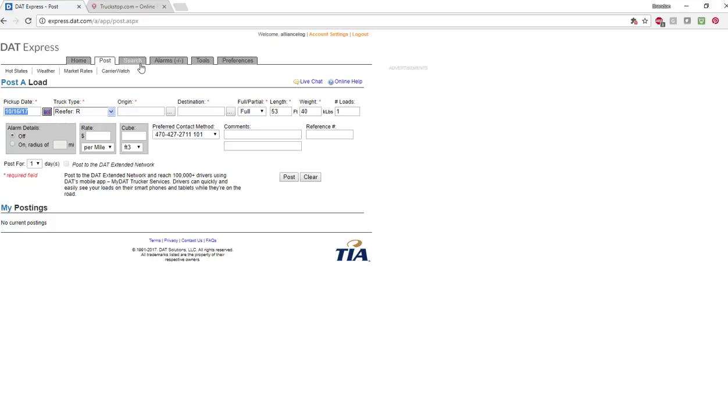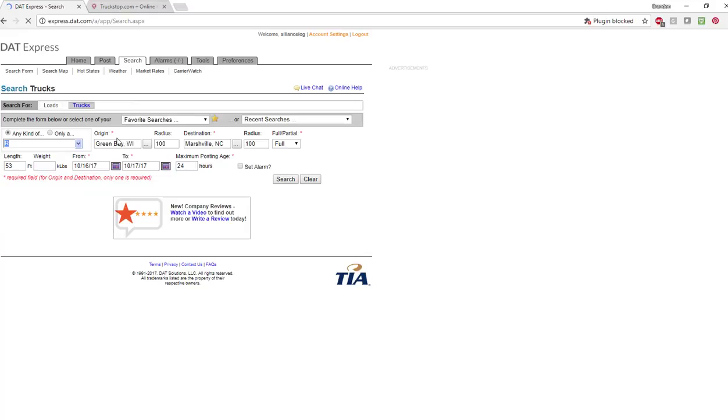And we want to do truck searches to know that. So if you come up here, you'll see search, and I'll get this to make sure you can see it. You'll see search here. We're going to click on search to establish what kind of trucks we have in that lane. Okay, we go over here and we see trucks. I'm going to click the same information. It's a reefer. It's going from Green Bay to Marshville.